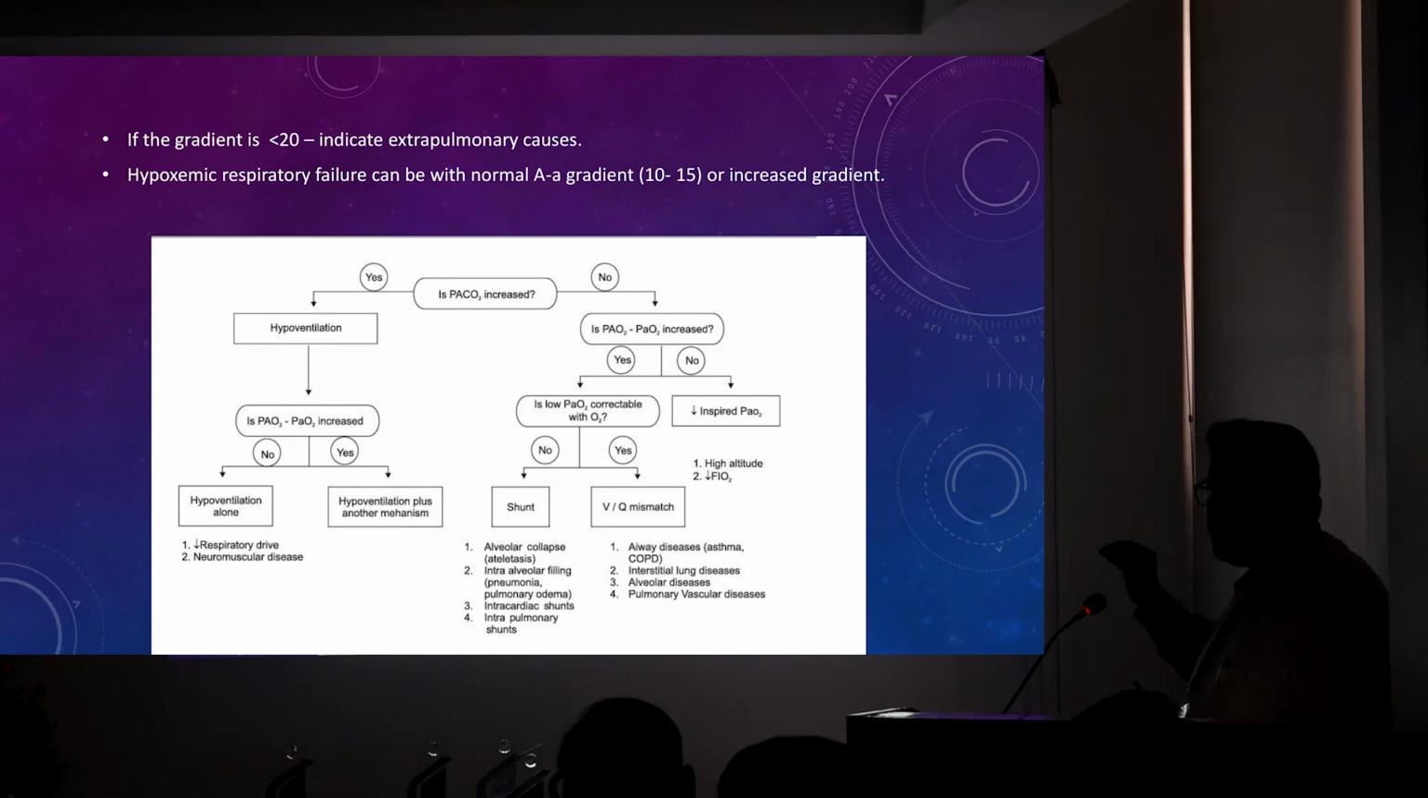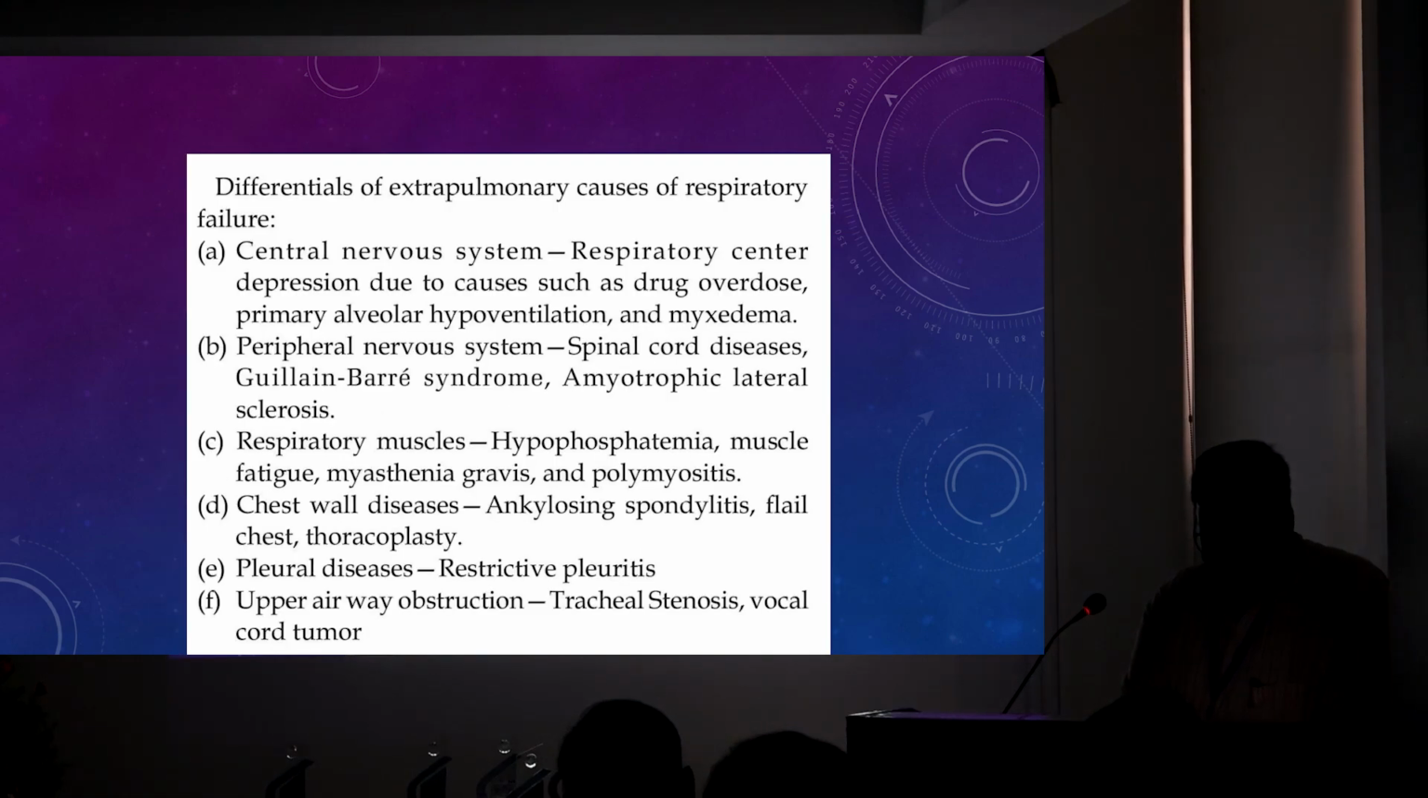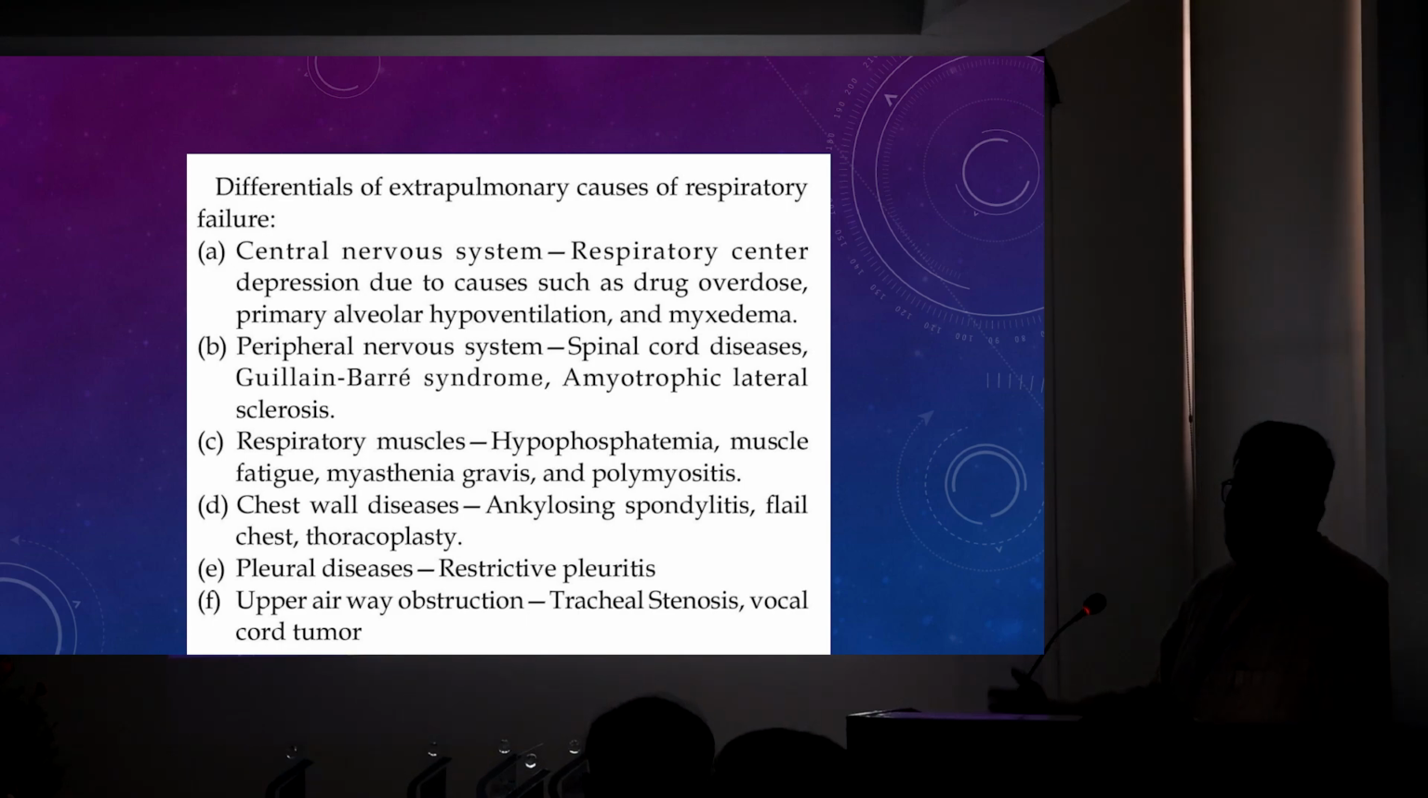And if the gradient is normal, it is a decreased PaO2, so the patient is living in a hypoxic environment, which may be due to decreased FiO2, high altitude, or overcrowding, and many other things. So these are the broad differentials of the extrapulmonary causes of respiratory failure, of which the nervous system causes are the main, and hypophosphatemia and muscle fatigue are particularly important in long-term nutritionally deprived critical care patients.